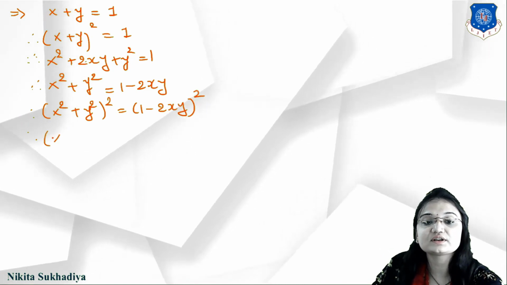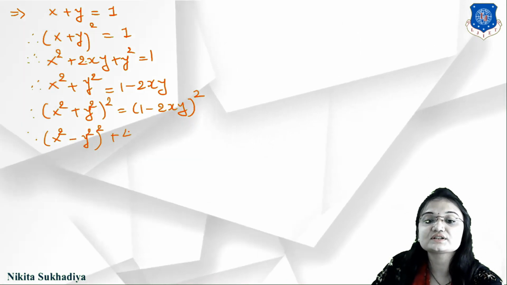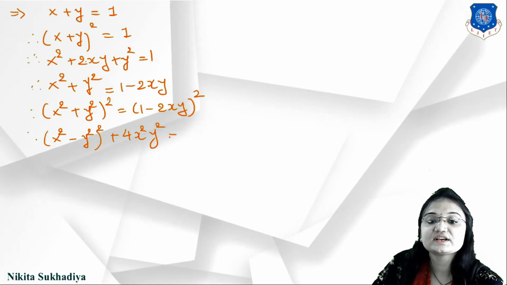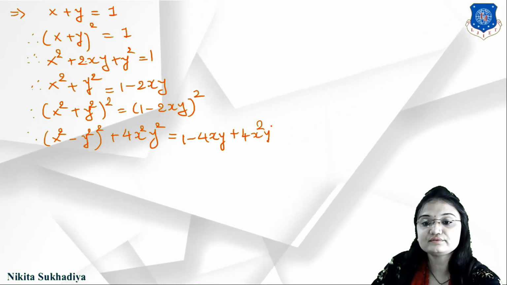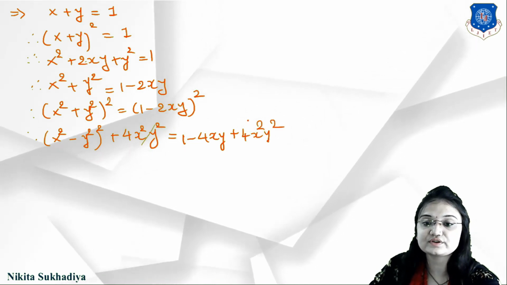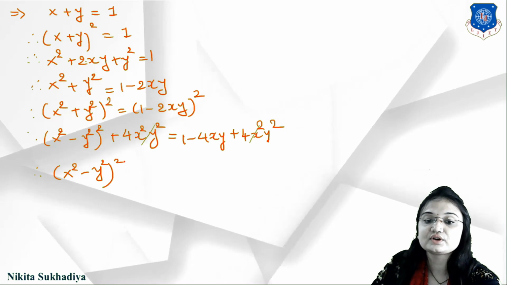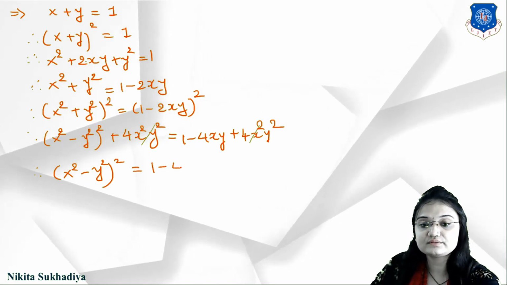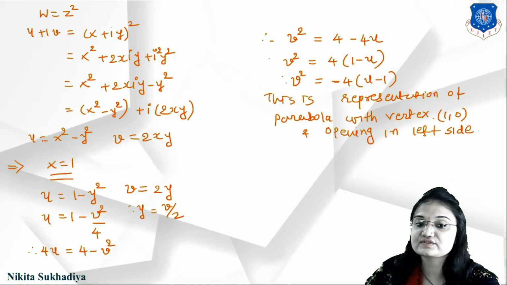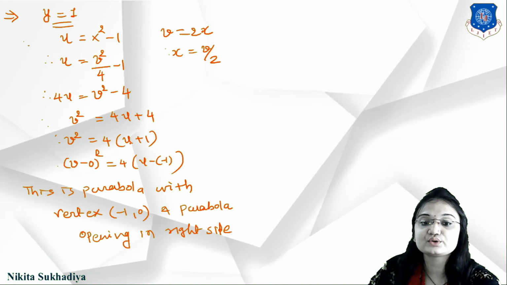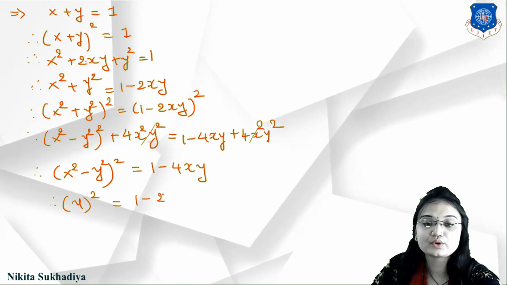Okay, so we can write it like this: (x square minus y square) whole square plus 4x square y square is equal to 1 minus 4xy plus 4x square y square. On both sides, 4x square y square cancels out. So this is nothing but (x square minus y square) whole square is equal to 1 minus 4xy. Now we can put x square minus y square is equal to u and 2xy is equal to v here. So this will become u square is equal to 1 minus 2v.